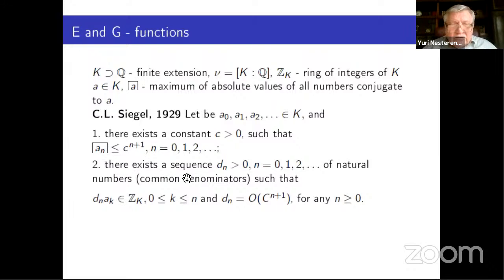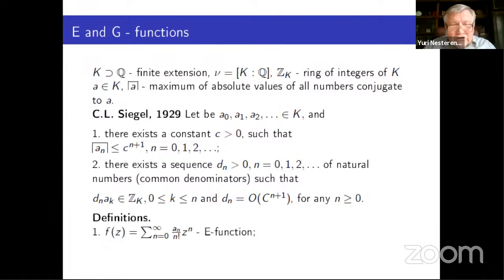And second, this is the condition for denominators of these numbers. There exists a sequence D_n of natural numbers such that D_n is a common denominator for all elements of this sequence from 0 to n, and the growth of this denominator is bounded by a geometric one. It's the same as for the absolute values of conjugates. So these are the conditions for this sequence.